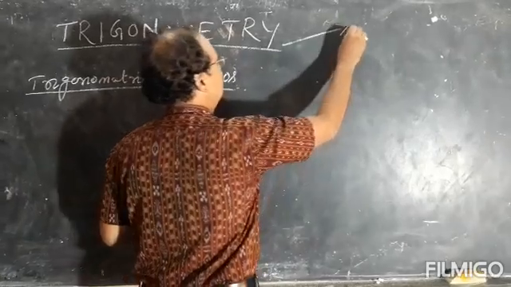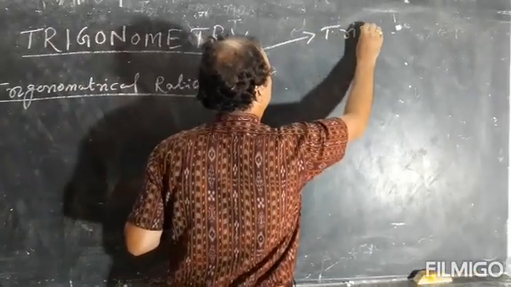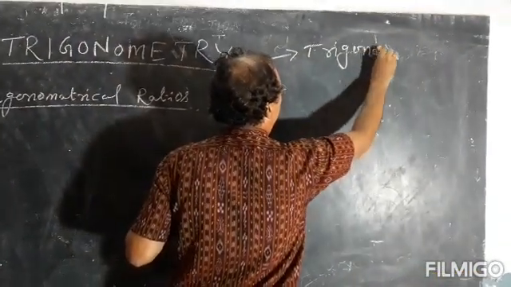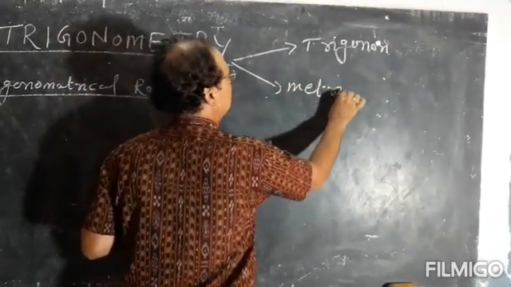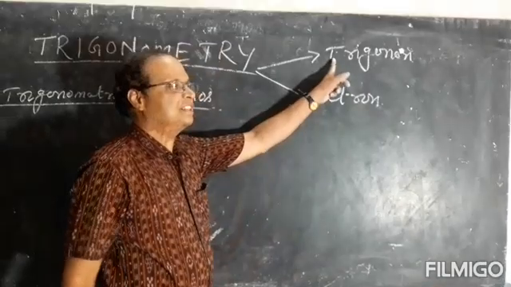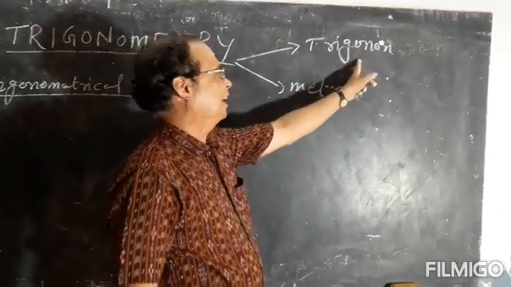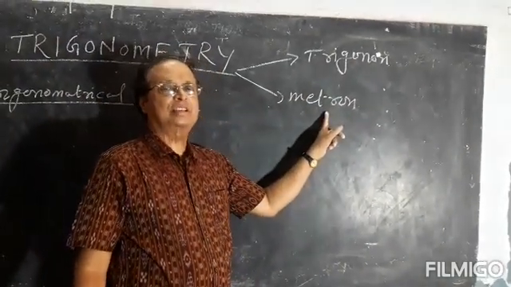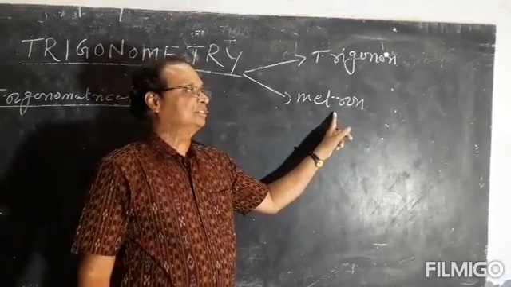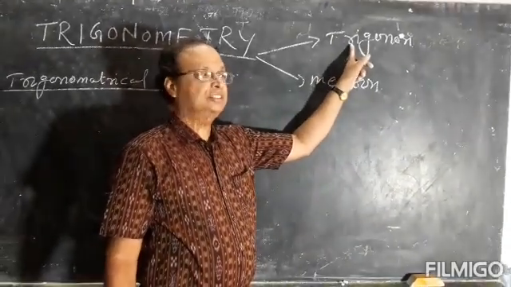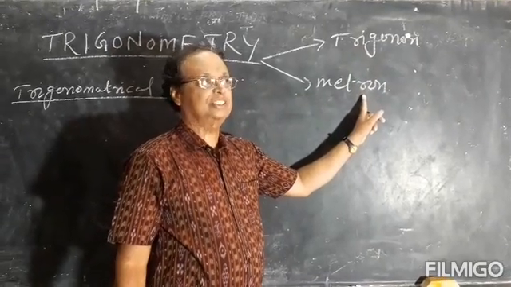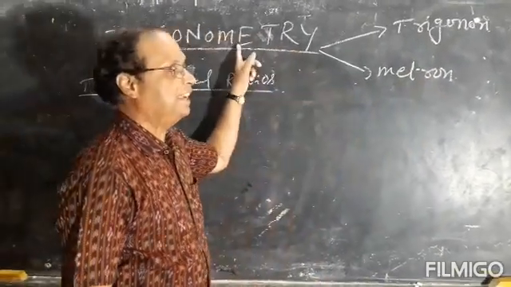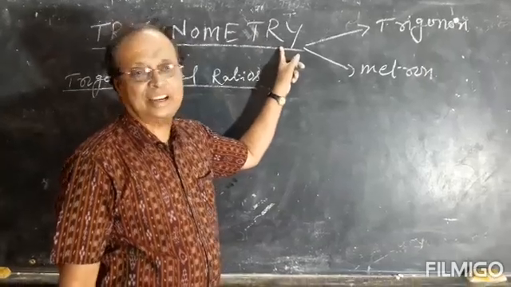One is trigonon, and the second one is metron. Now, trigonon means triangles and metron means measures. Trigonon is triangles, metron means measures. So trigonometry is measurement of triangles.